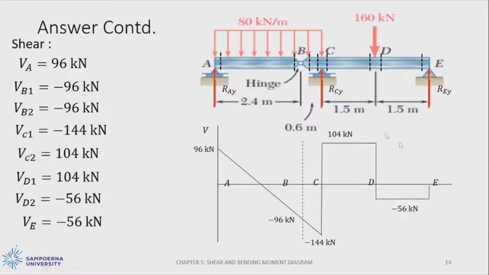So we have the VA on the first partition here, and then we have VB1 and VB2. Then we have the VC1 and VC2. Then we go through D1 and D2, and then this is the point E.